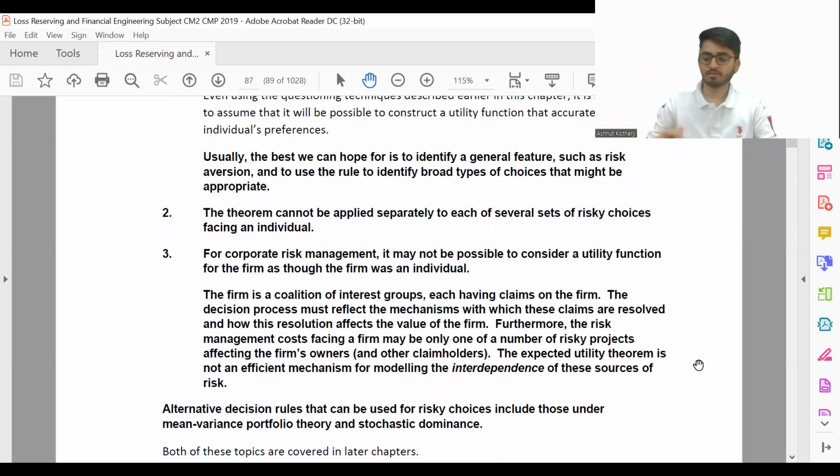And the reason for that is the firm is a coalition of interest groups, each having claims on the firm. They have managers, normal employees, shareholders, customers, lenders, and so on. Each might have their own different choices, so it's not possible to come up with a common set of claims. The decision process must reflect the mechanisms with which these claims are resolved and how this resolution affects the value of the firm. Furthermore, the risk management costs facing a firm may only be one of a number of risky projects affecting the firm's owners. The expected utility theorem is not an efficient mechanism for modeling the interdependence of these sources of risk.